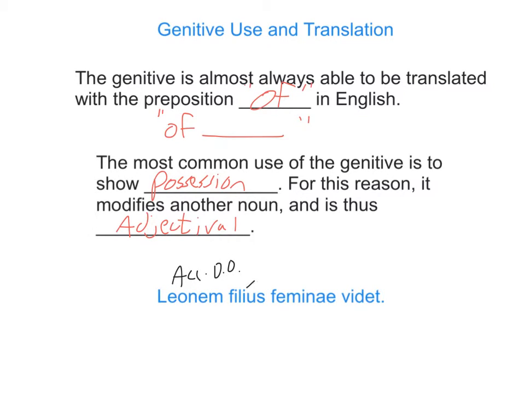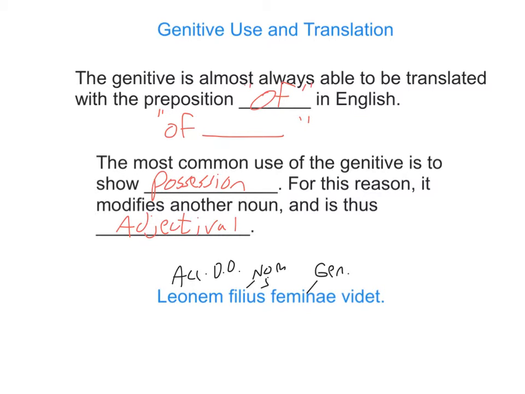We see filius, that's nominative, and it's the subject. Feminae, then, if filius is the subject, can't be nominative plural. And we don't know datives yet, so that means that this AE ending is probably genitive. When you know datives, we'll go into how you tell between genitive and dative when that happens. But since we know our endings, we know AE is the genitive singular or nominative plural. We already have a nominative, so this one's got to be genitive.